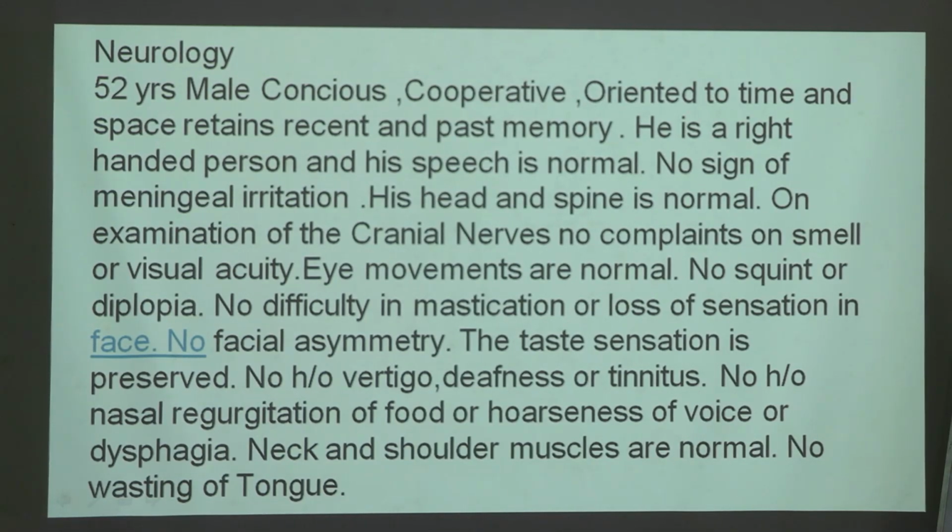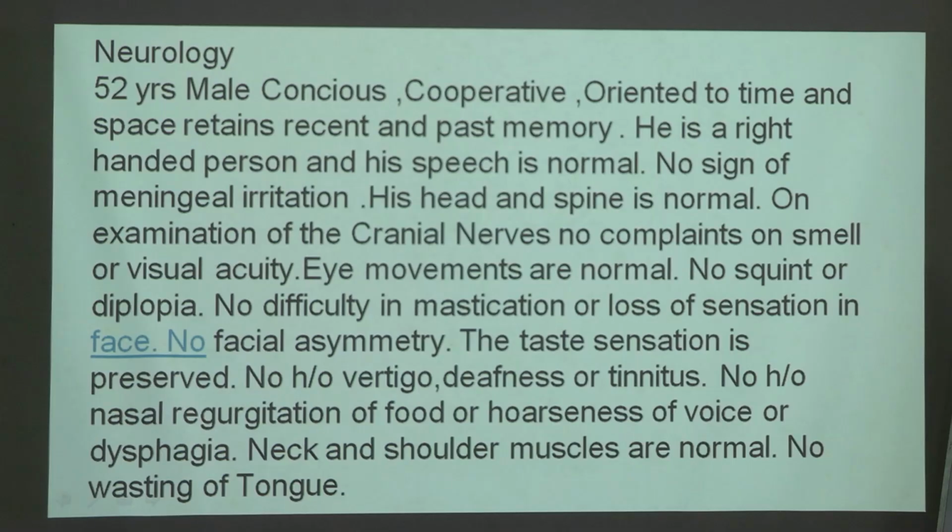You know that on examination the cranial nerves are, there is no complaint of smell and visual acuity. First and second nerve. Eye movements are normal. Third, fourth, sixth normal. No squint or diplopia. Here also fourth and sixth, diplopia. No difficulty in mastications. Here 5 comes. No loss of sensation in the face. 5, again 5. No facial asymmetry. 6th, 7th nerve.